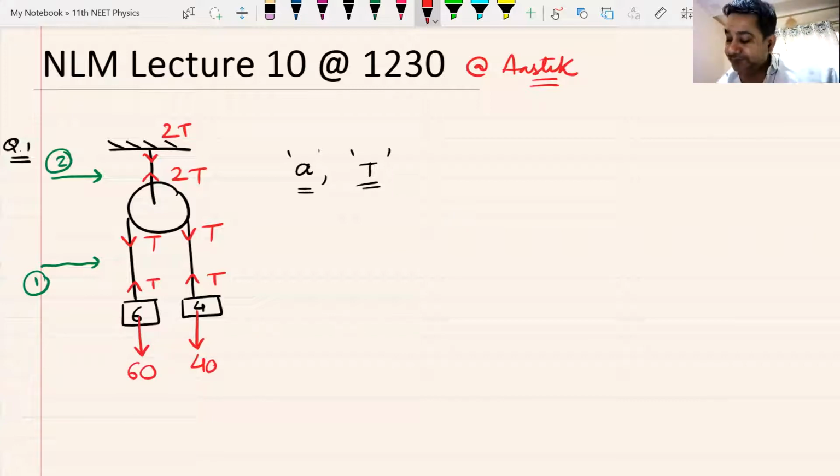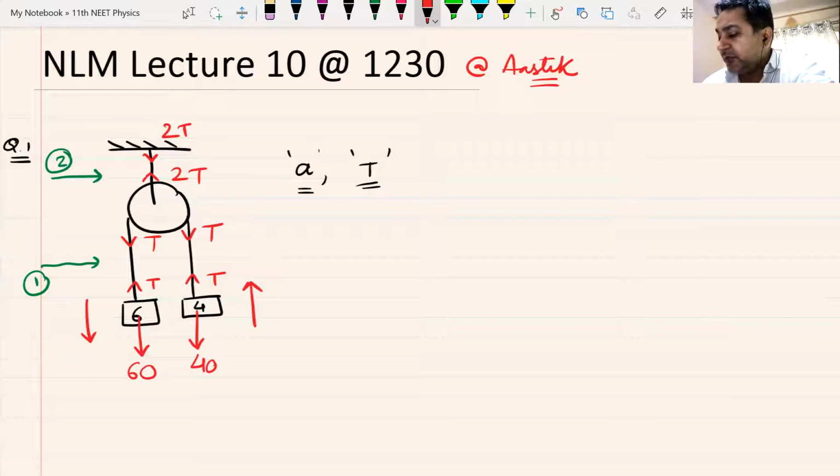Which block goes where? So the 6 kg block goes down and the 4 kg block goes up. Why? Because the 6 kg block is greater than the 4 kg block. The force on the 6 kg block is more than the force on the 4 kg block. As you can see here, it is 60 newtons, here it is 40 newtons, so it will go down.